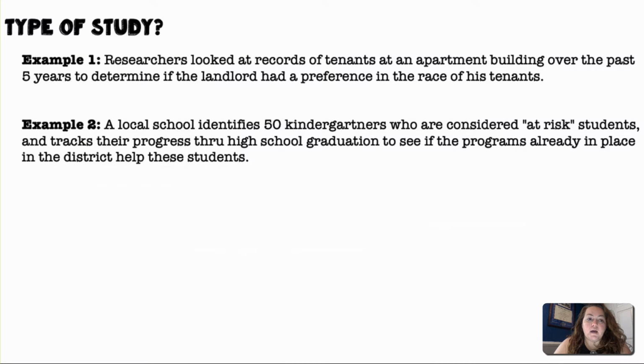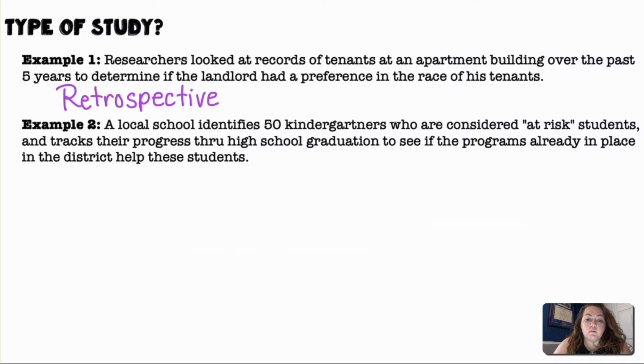All right. Type of study. So our first example, researchers looked at records of tenants at an apartment building over the past 5 years to determine if the landlord had a preference in the race of his tenants. Right, that would be an example of a retrospective study. Okay, so we're looking back 5 years.